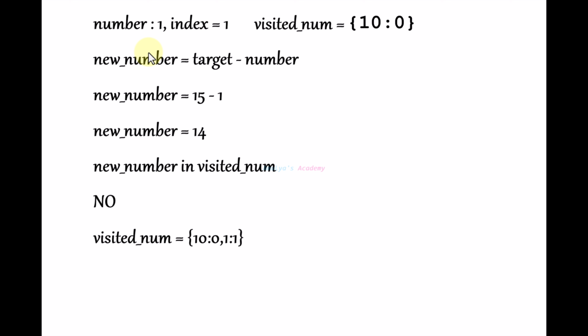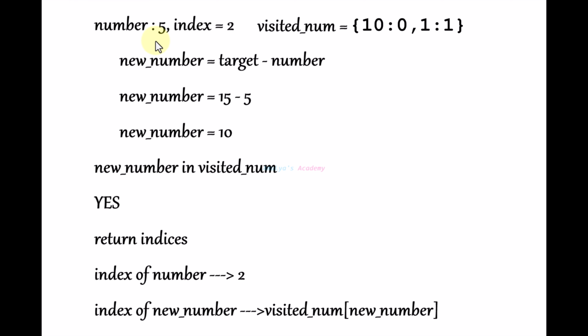Next, take the next number that is 1 and the index is 1. Now the visited dictionary looks like this. Next we need to calculate the new number. So target minus number. Here the number is 1, so 14. The new number is 14. Check whether the new number is present in the visited dictionary. No. So add that to the dictionary with its index.